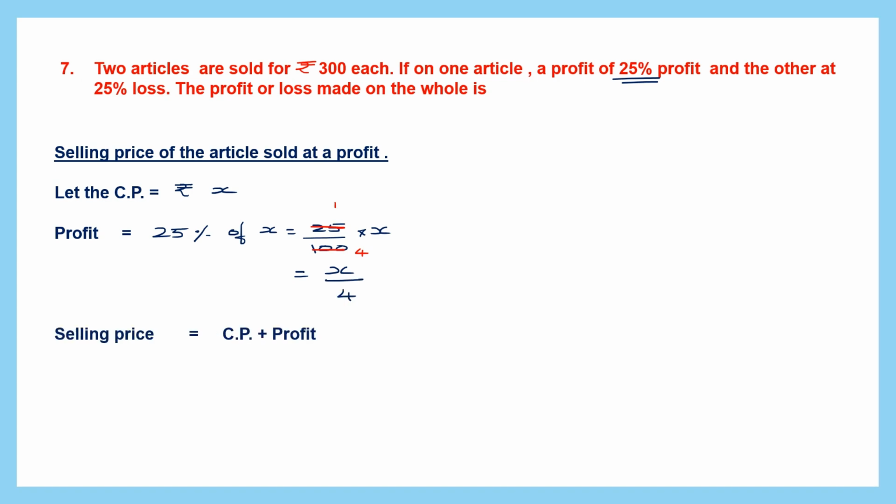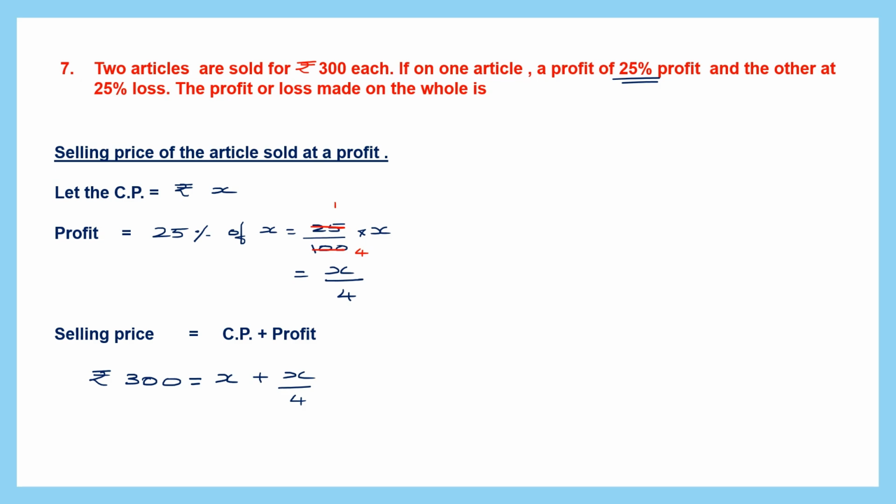Then the selling price is cost price plus profit. And what is the cost price? We consider it to be X, and the profit is X by 4. And this is equal to how much? It's equal to 300 rupees. It's given to us, isn't it? It is sold at 300 rupees. So now with the help of this, we can find the value of X.